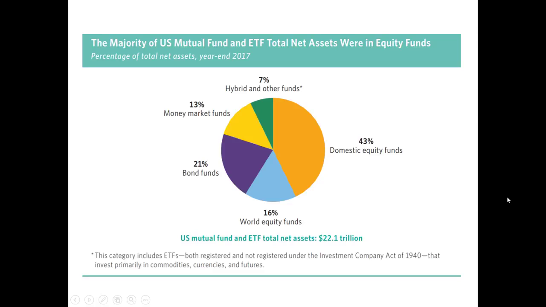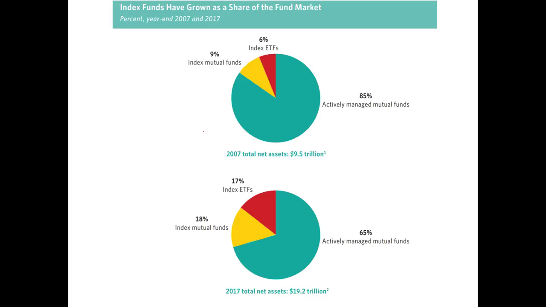Okay, if we look a little bit more closely at the US mutual fund market, you can see that almost half of the investments are in stock mutual funds, 20% are in bonds, and the rest are in a mix. So we've got about 64%, almost two-thirds of mutual fund ownership in the United States, in fairly traditional stock and bond funds.